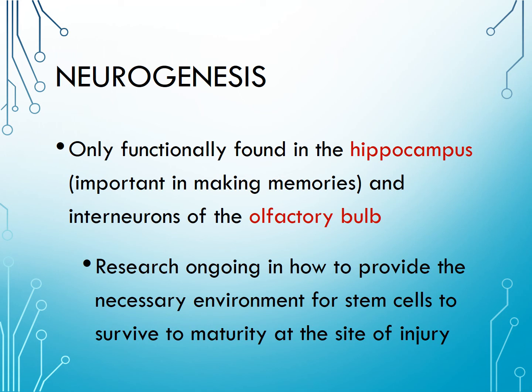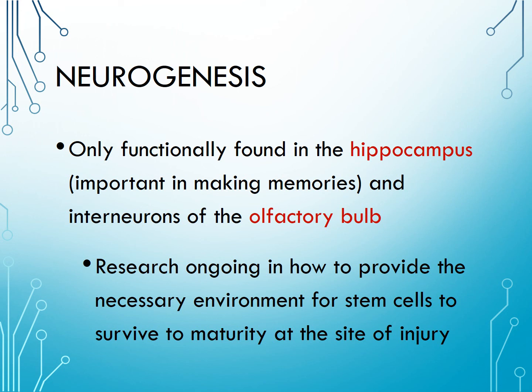Neurogenesis, the process by which stem cells become mature neurons, is currently only found functionally in two areas of the brain. One of these is the hippocampus, a structure in the medial aspect of the temporal lobe, which is very important in learning and memory. The other involves stem cells in the lining of the walls of the lateral ventricles. As these stem cells develop into immature neurons, the neurons migrate to become mature neurons in the olfactory bulb.